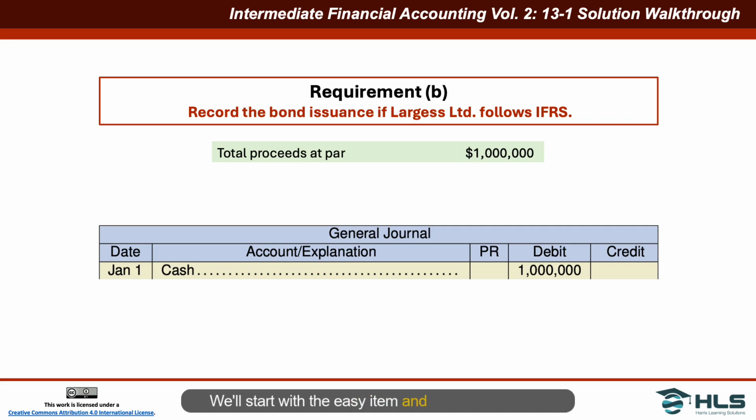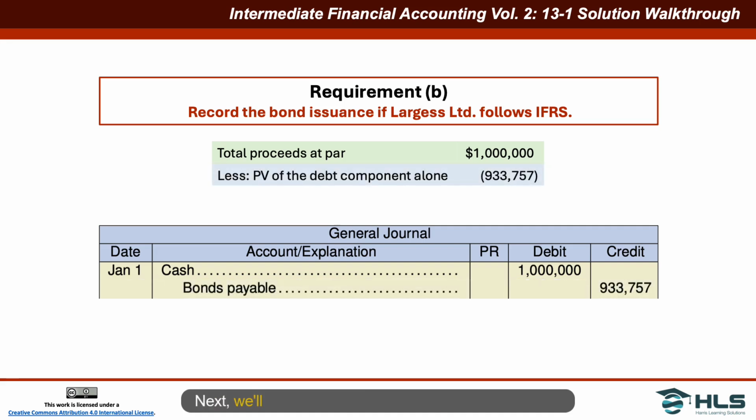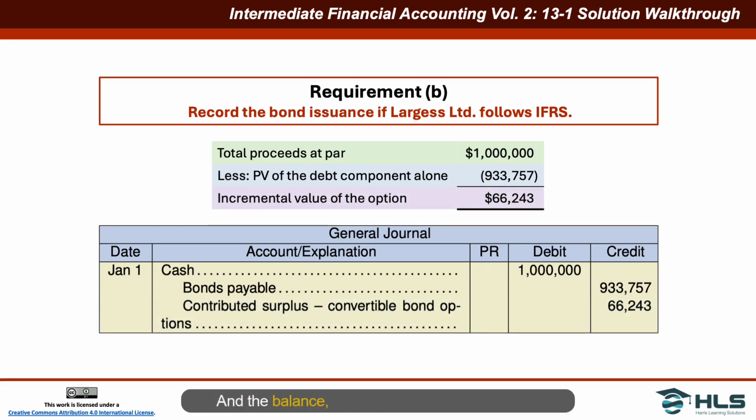For requirement B, let's record the bond issuance if Large S follows IFRS. We'll start with the easy item, and on January 1st, the company will receive $1 million in cash because the bonds were issued at par. Next, we'll credit the bond payable for the present value of the bonds or the debt component for $933,757. And the balance, or the residual, is the difference between the proceeds at par and the present value of the debt component alone, which is $66,243 in this case, and that's the incremental value of the option. So the company will credit contributed surplus for convertible bond options for the residual or remaining amount of $66,243.